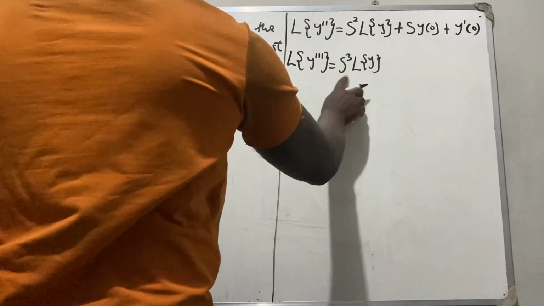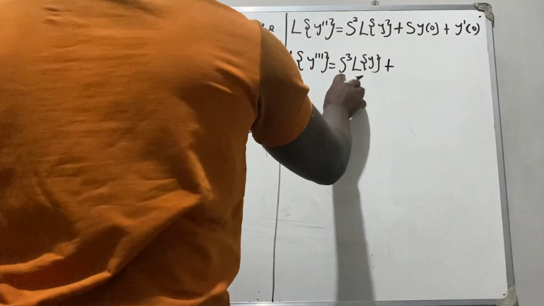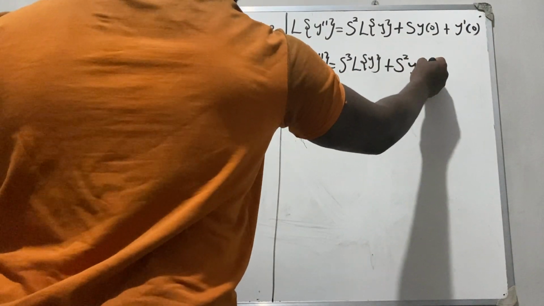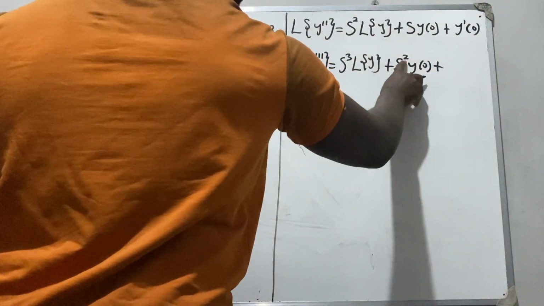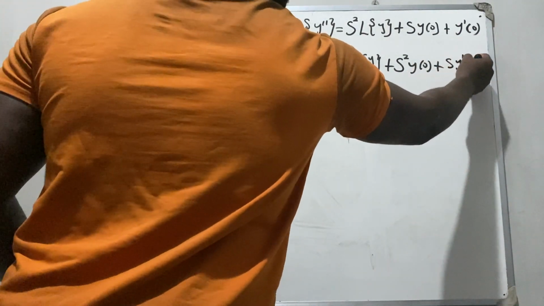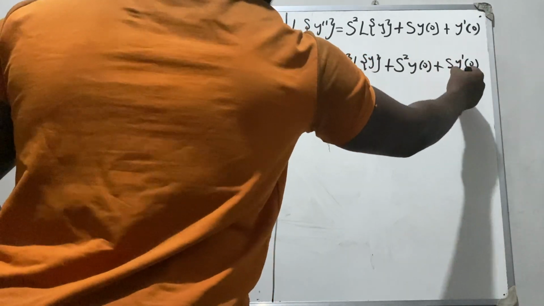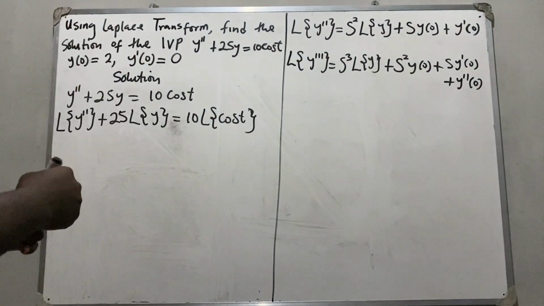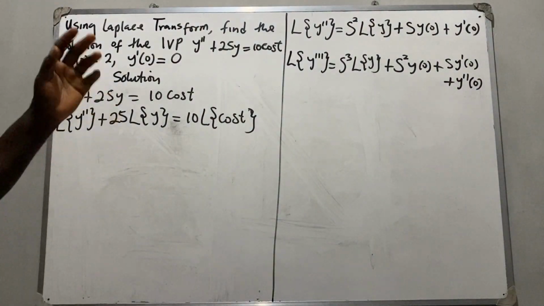Since you write this one first, the next one is that this one will decrease. So I'm going to have s squared here, and then my y will start with y of 0. The next one, it will reduce again to have s, so this one will increase, I will now have y prime of 0. Finally, the s will vanish, and I will have y prime prime of 0. So that is the pattern it takes whenever you are taking the Laplace of a derivative.